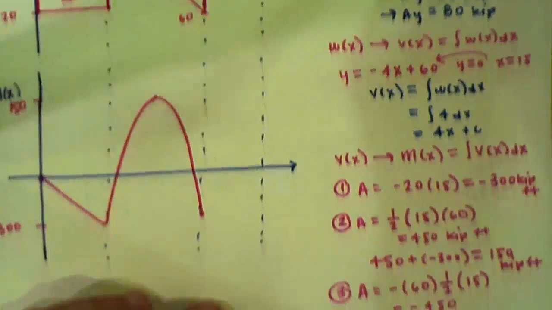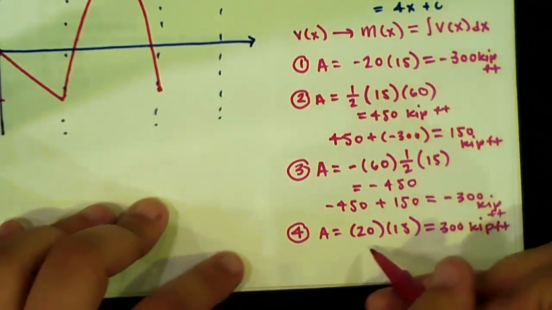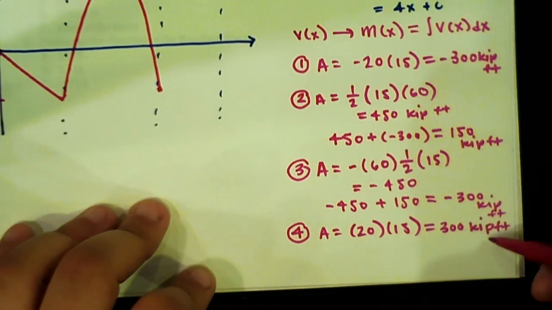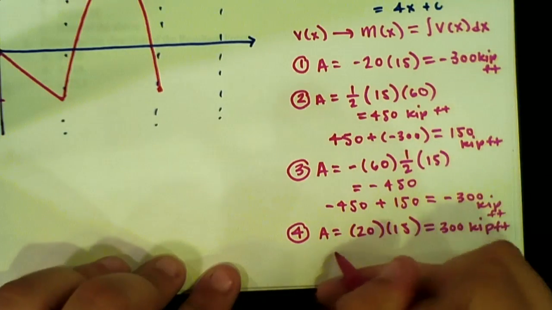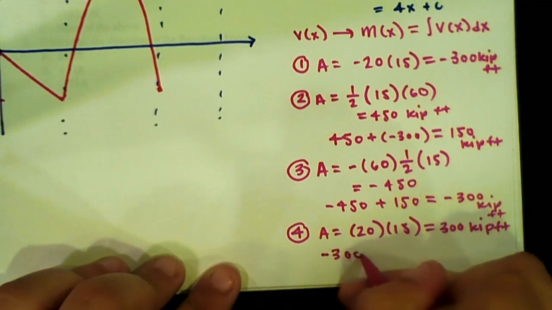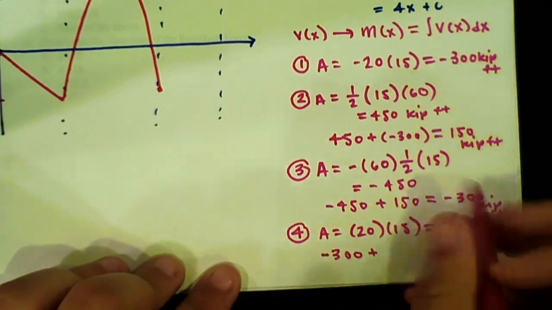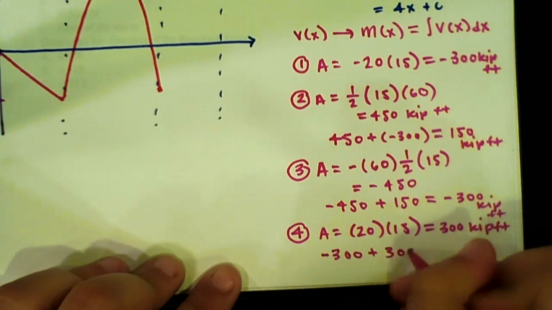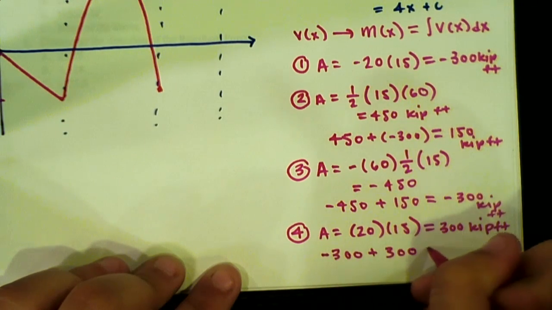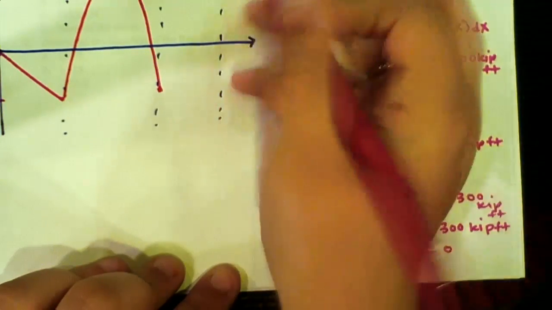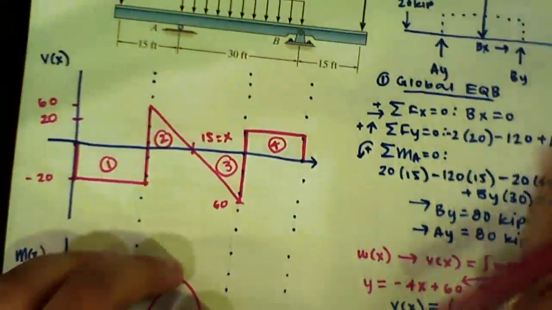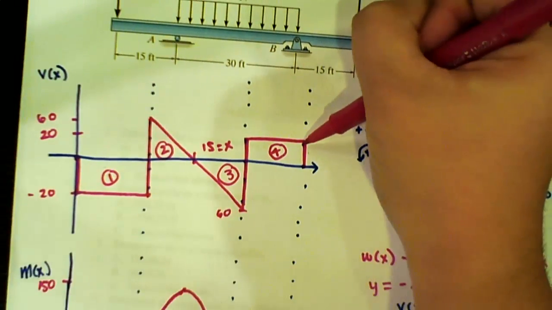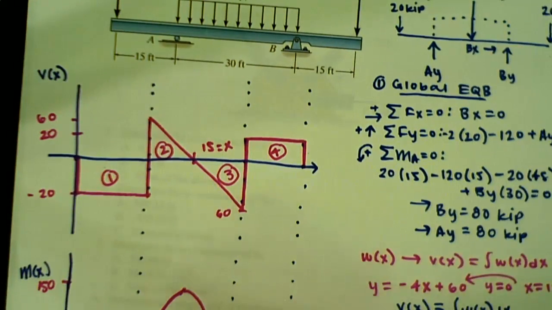So we know that our area is going to be 20 times 15, which is going to be 300 kip feet. So we are starting at negative 300, adding what we got for our area, which is just plain 300, and that's going to equal 0. So we know that our shear is going to end at 0, and it's going to be a linear function since our shear diagram is constant.